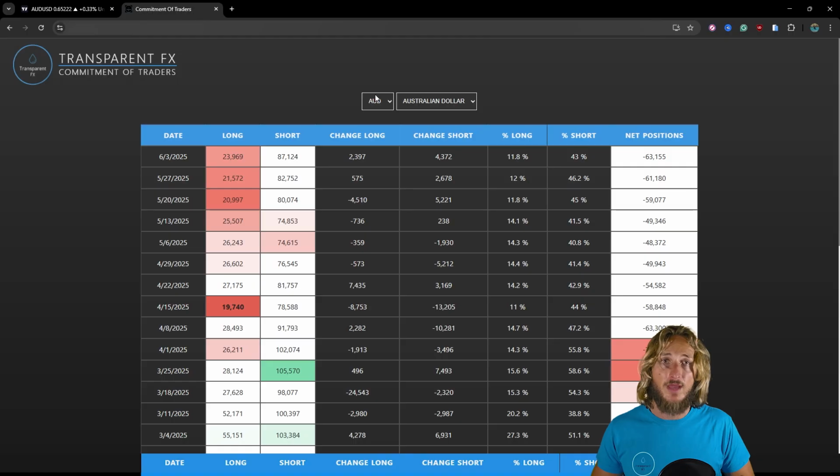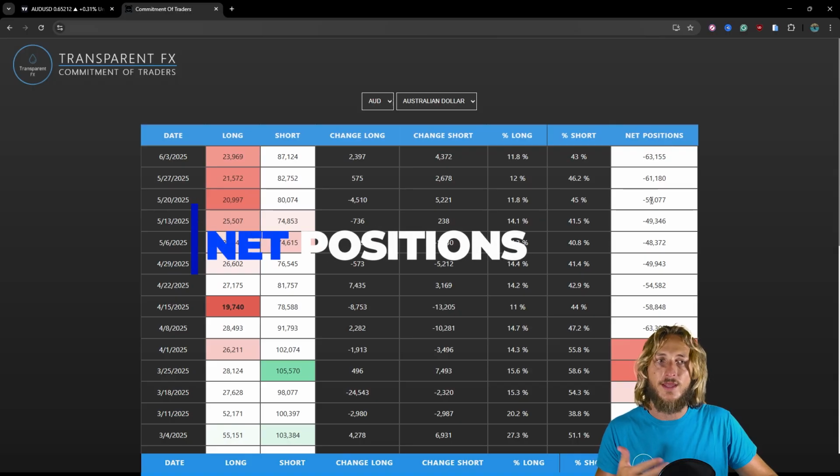Now, the first thing that we have to keep in mind is that if we're looking at the data for the AUD, we're actually already looking at AUDUSD, because all currencies on the spot are traded against the USD. And what we can see here is that net positions have been moving to the upside quite aggressively.